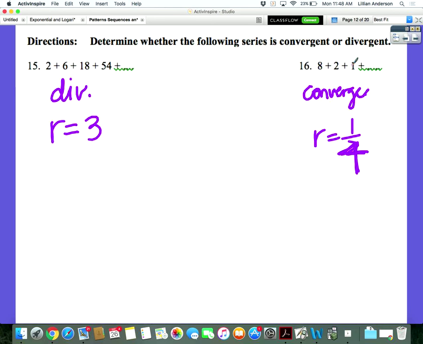Another way you can look at it is look at the ratio. Now, the ratio here is not 1/4, but a convergent series will have a ratio that's in between 0 and 1, and a divergent series will have a ratio that's bigger than 1. Everybody got that? I found the ratio: 1/2 root 2.